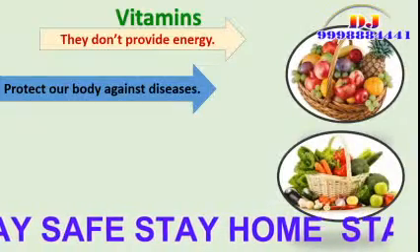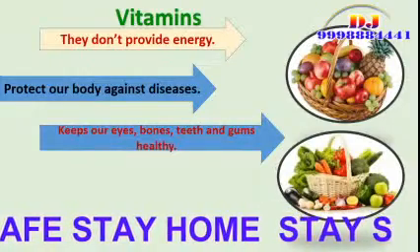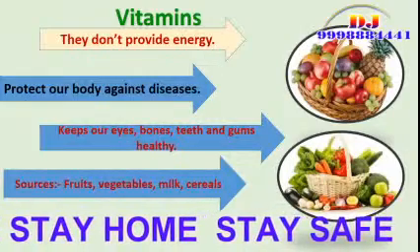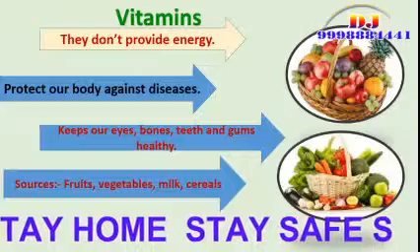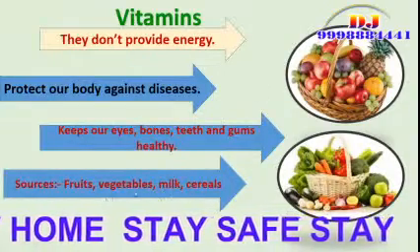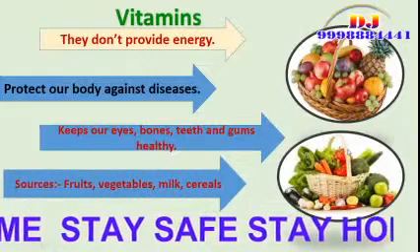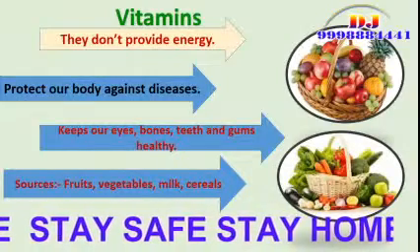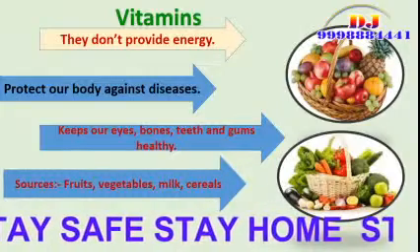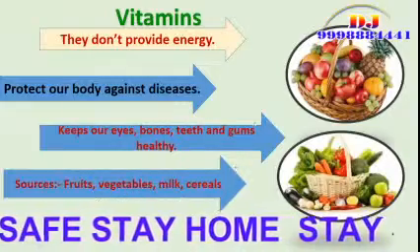They don't provide energy, but they protect our body against disease. They keep our eyes, bones, teeth and gums healthy. From where do we get vitamins? Sources: fruits, vegetables, milk, different cereals. Is it clear? So vitamins don't provide energy, but they help us to protect against diseases and keep our eyes, bones, teeth and gums healthy.